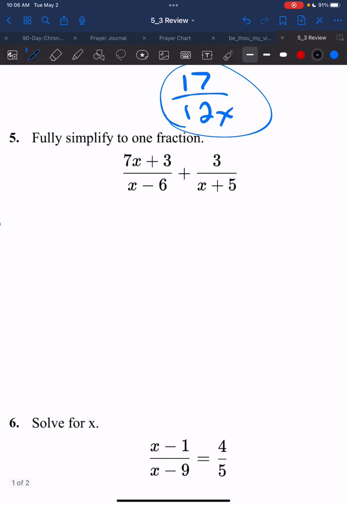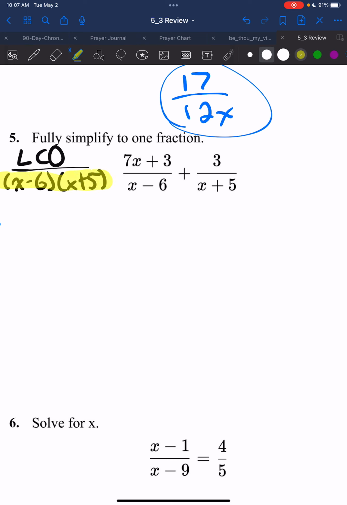Last one. So when I write this out, what I'm going to have to do is find my LCD, my least common denominator. I've got to look for what's the smallest thing they have in common. Well, here, when they're completely different like this, it's a little weird. So I've got to come in and say, well, I know I need x minus 6, but I also need x plus 5. So really, the least common denominator is just going to be exactly that. Those two multiplied together. Because I need both, and they don't really have anything in common for me to simplify. So, let's write this out then.